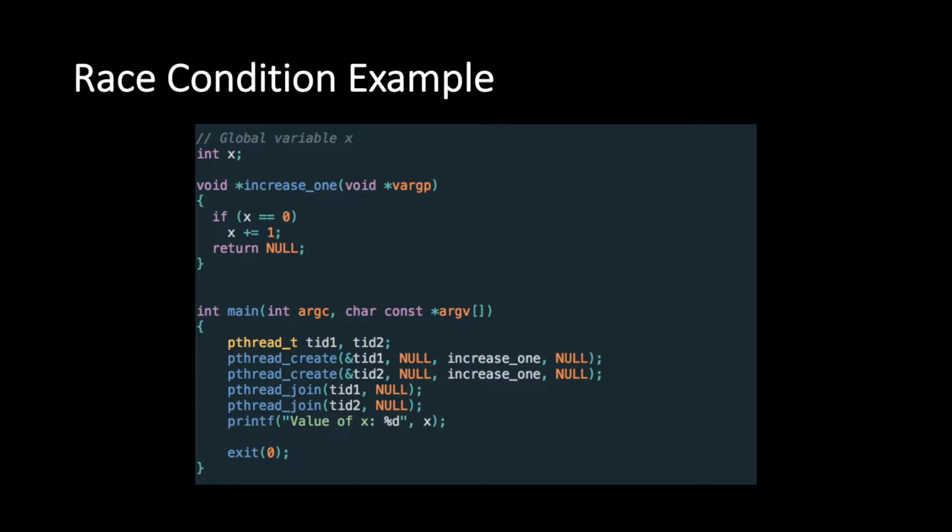However, since we do not have any thread safe mechanism to protect the shared resource x, sometimes we could get a 2 out of it, because it might happen that the two threads both check the value of x at the same time, which is 0, and both add 1 to it. In this case, the value will be 2.